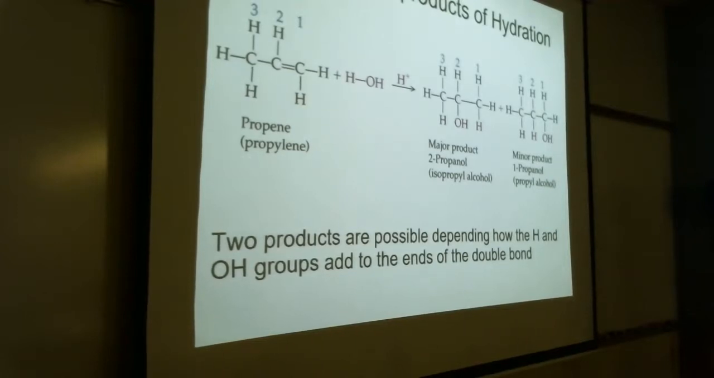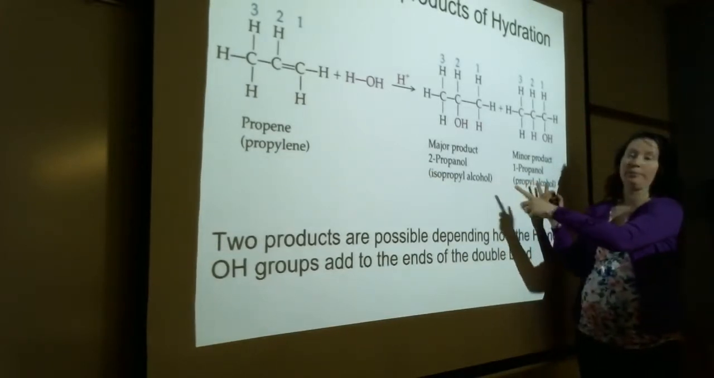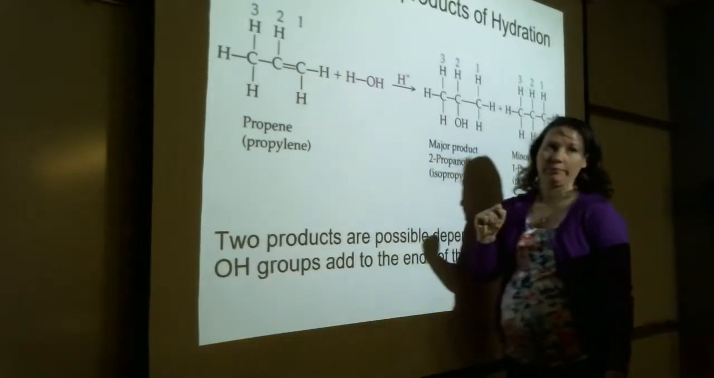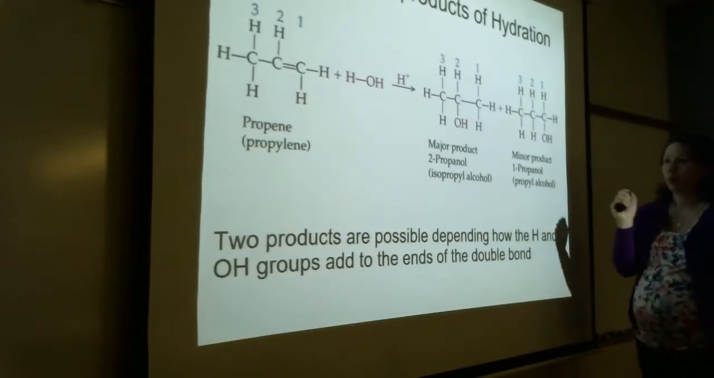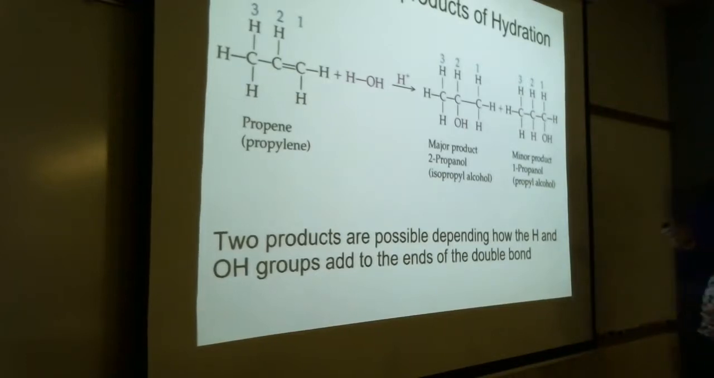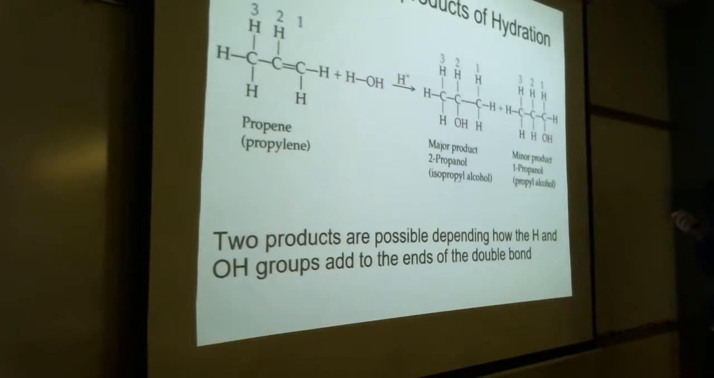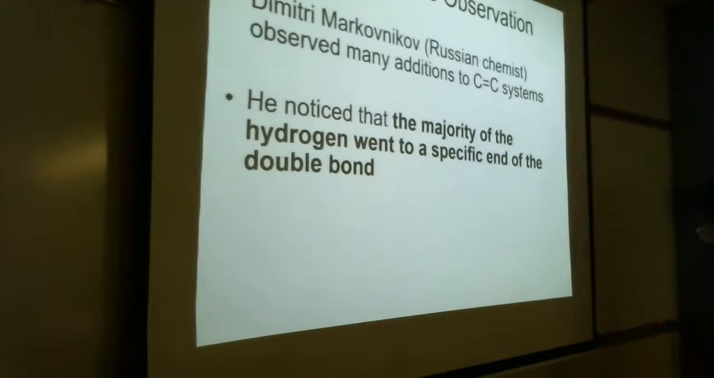But first, before we get into how you figure it out, I want to make sure you understand why you're getting two products. Do you see why there are two products here? Because OH could go on this carbon, or it could go on this carbon. This is not symmetric. It's not like the previous one where the double bond was right in the middle and it didn't matter. You are going to have one product that's the dominant majority, and another product that's significantly less. And so we use what's called Markovnikov's rule.